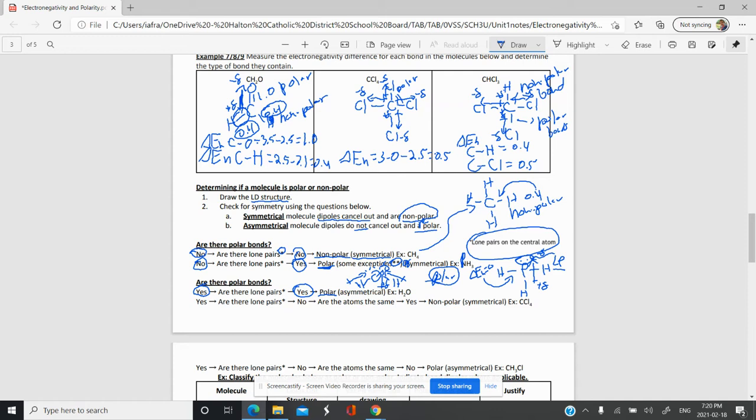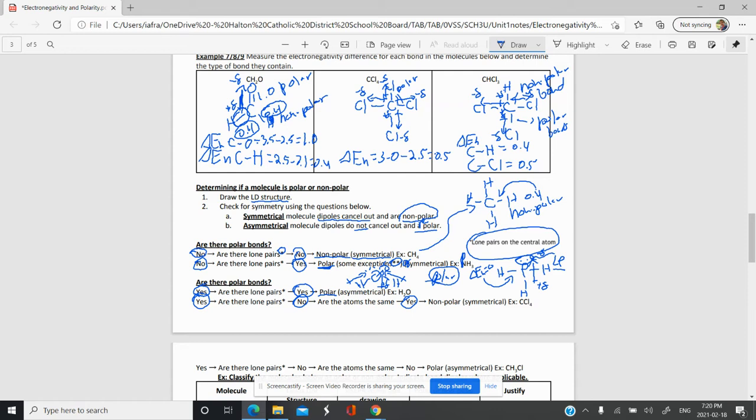Now, it is possible that you say there are polar bonds, and then your next question is, are there lone pairs around the central atom? And you say no. After that, ask yourself, are the atoms the same? If you say yes, then your molecule is nonpolar.